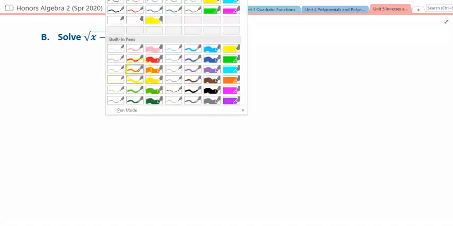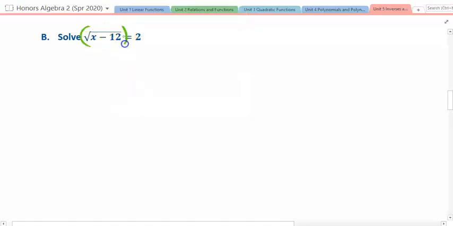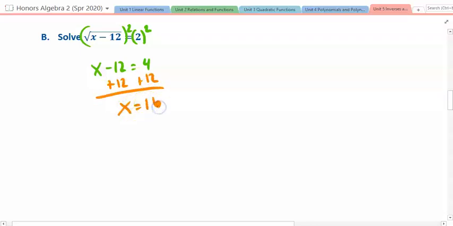So in this problem, what are we going to do first? We're going to square both sides. And so when we square both sides, we get x minus 12 is equal to 4. And when we add the 12 to both sides, we get that x is equal to 16. Now, again, think about what could go under here. The whole part under the radical must be positive, not just the value of x.